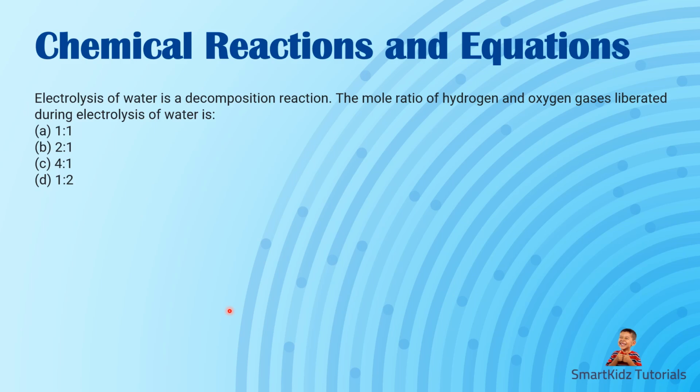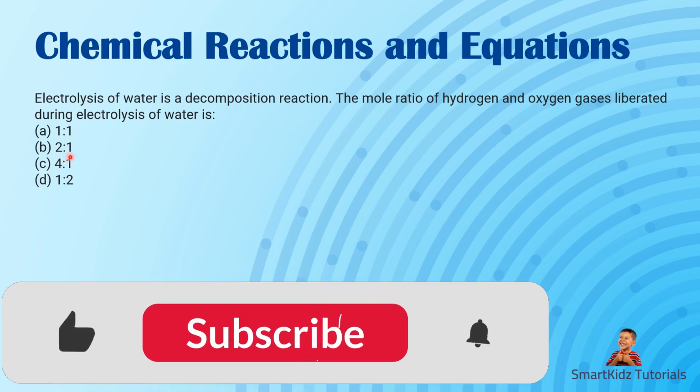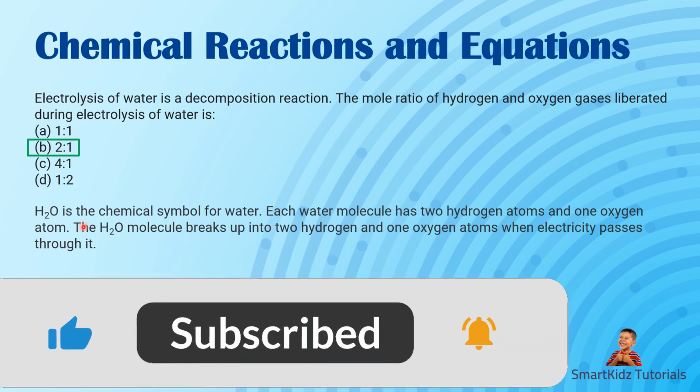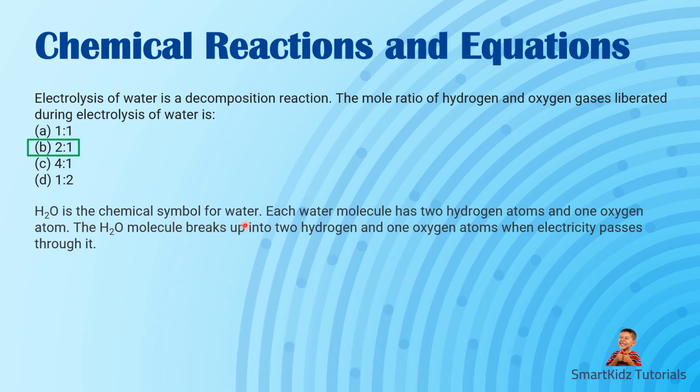When the water molecule is split, it gets separated into its individual components, that is hydrogen and oxygen. What makes up water? Two atoms of hydrogen, when they come together with one atom of oxygen, form a molecule of water. So if you are asked for the ratio of hydrogen and oxygen in water, it is 2:1. Two of hydrogen and one of oxygen. That's the answer. Remember, H2O is the chemical symbol for water, and each water molecule has 2 hydrogen atoms and 1 oxygen atom. When they are broken up, they separate out into 2 hydrogen and 1 oxygen atom. This is when electricity is passed through the solution.